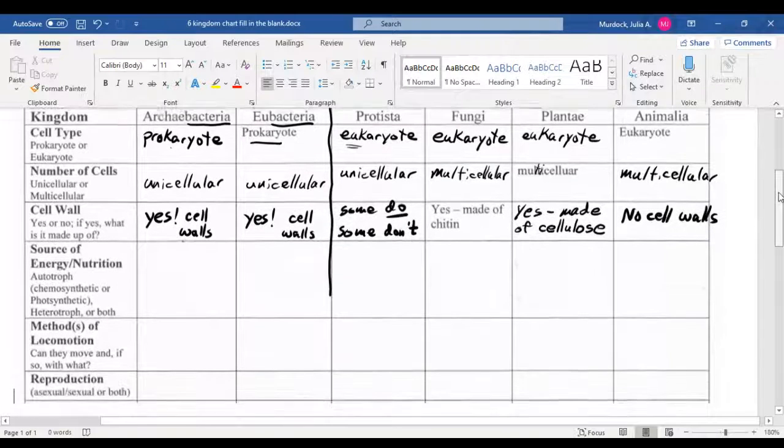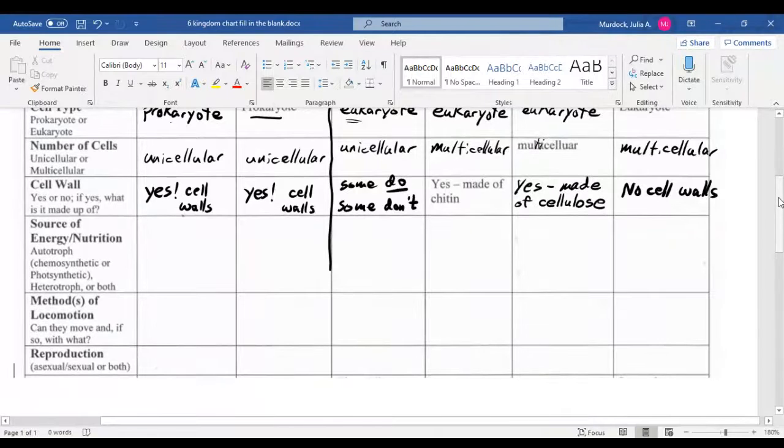Okay. Source of energy and nutrition. The only words I want you to worry about are autotroph versus heterotroph. So let's talk about those words. Autotroph means what? Autotroph means you can make your own food, usually by photosynthesis. Beautiful job. And heterotroph means you can't, right?